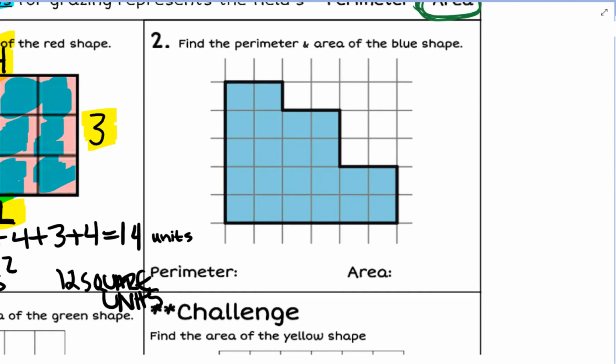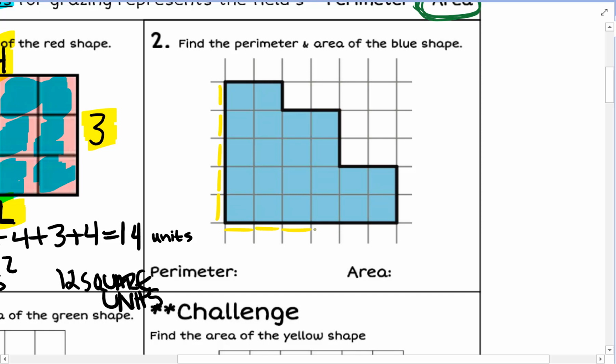Let's find the perimeter and area of the blue shape. So the perimeter is that distance around. 1, 2, 3, 4, 5, 6, 7, 8, 9, 10, 11, 12, 13, 14, 15, 16, 17, 18, 19, 20, 21, 22. It looks like my perimeter is 22 units. And I'm going to write U to stand for units.